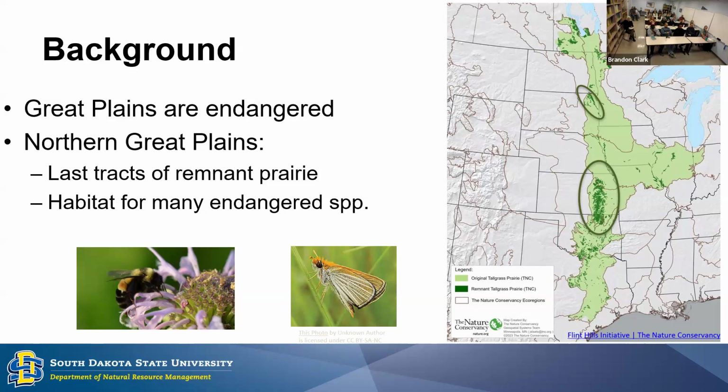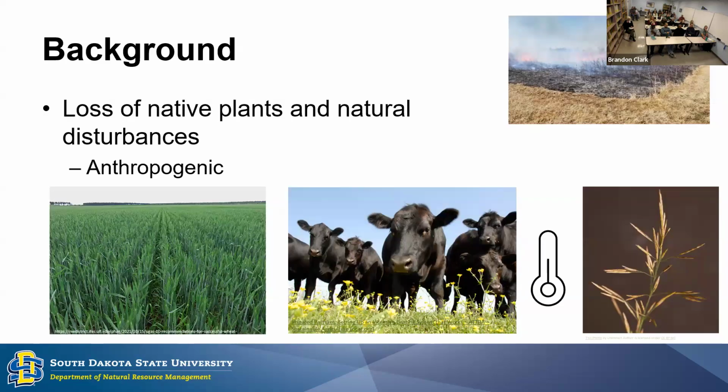A couple to be highlighted are the rusty patched bumblebee and Dakota skipper, both federally endangered. Losses of these native plants and the disturbances that the communities evolved with have often been, or mostly been, anthropogenic in cause. This can be in the form of conversion to row crop agriculture, extensive overgrazing, changes in the climate, or the introduction of invasive species that are non-native.